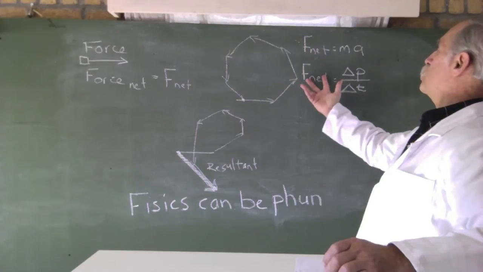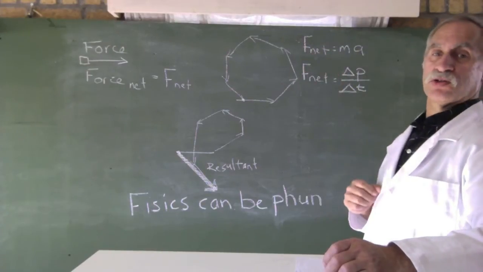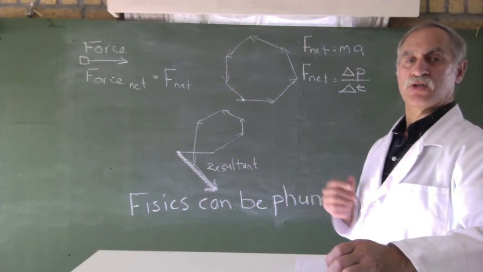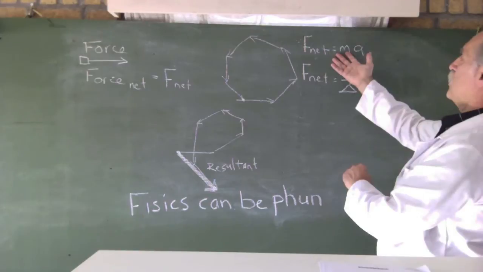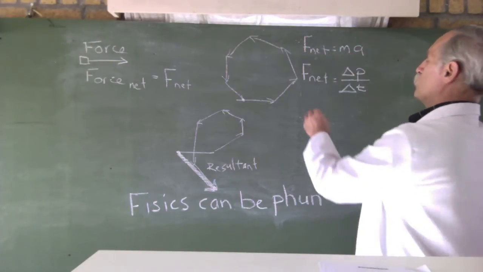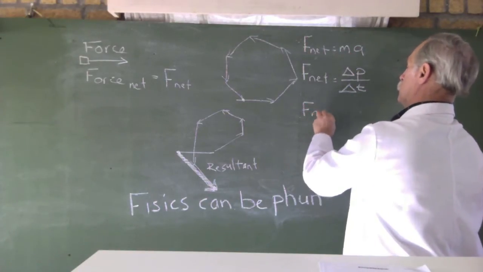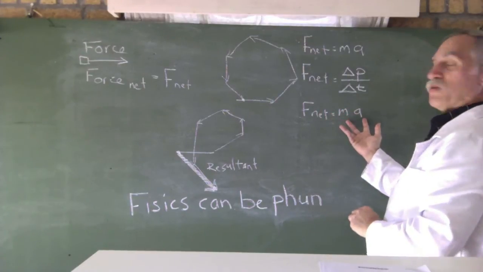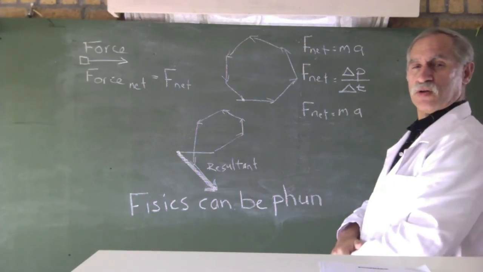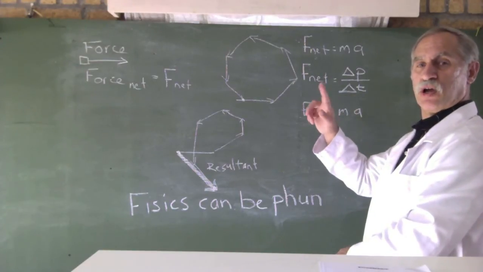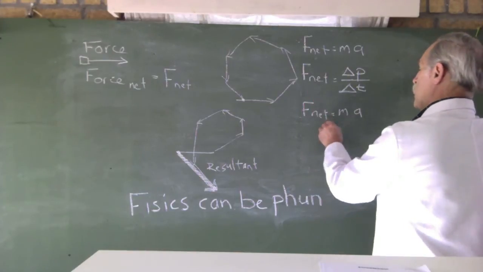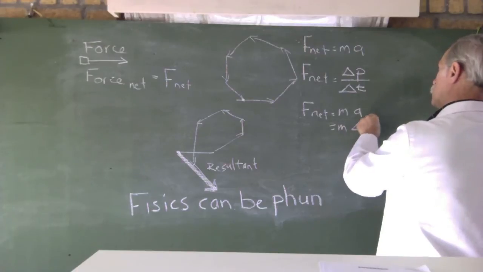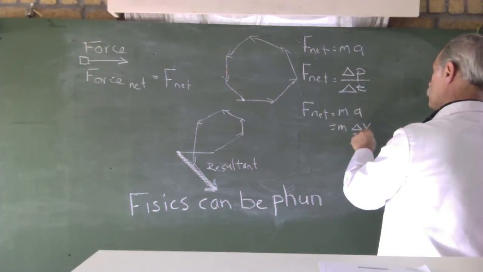But let's try and show you that in fact both of those force nets are identical. Let's do it as follows. Force net is equal to mass times acceleration. But what is acceleration? It's change of velocity over time. So that is equal to mass times change of velocity over change of time.